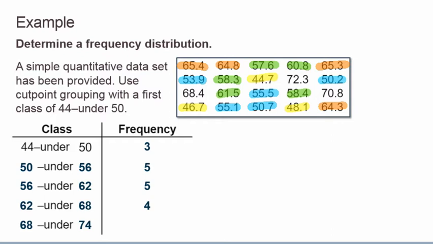For my last class, I have 68 to under 74. I only have 3 data points for that, 68.4, 72.3, and 70.8. So that class has a frequency of 3. 3 plus 5 plus 5 plus 4 plus 3 equals 20. My data set is 20, so I have included all my data in my frequency distribution table.